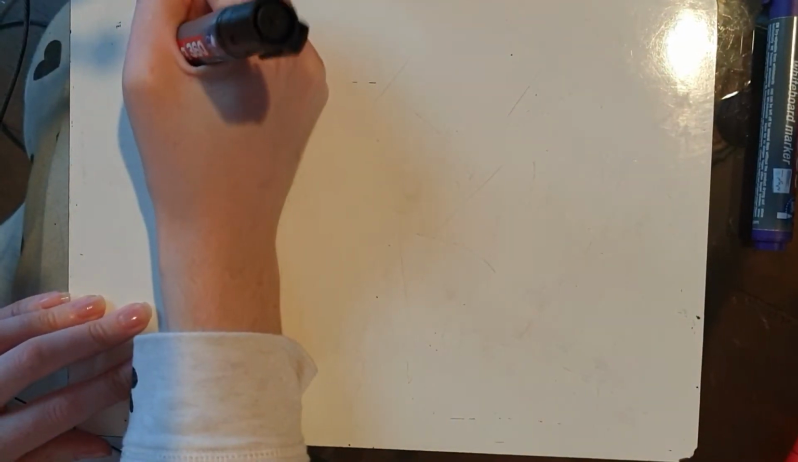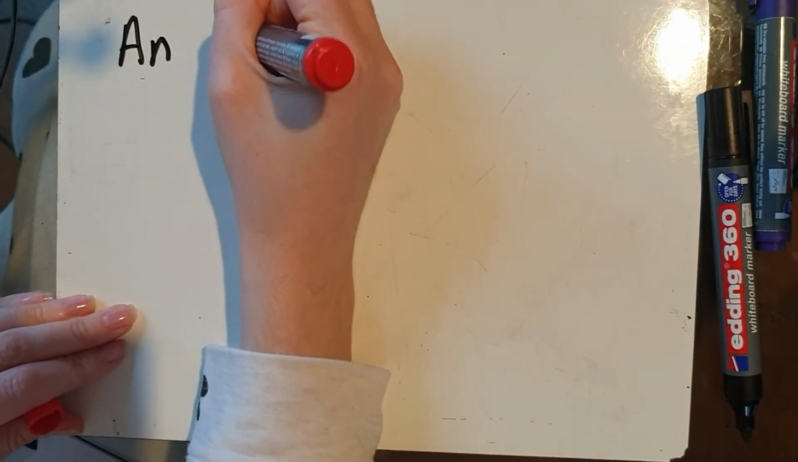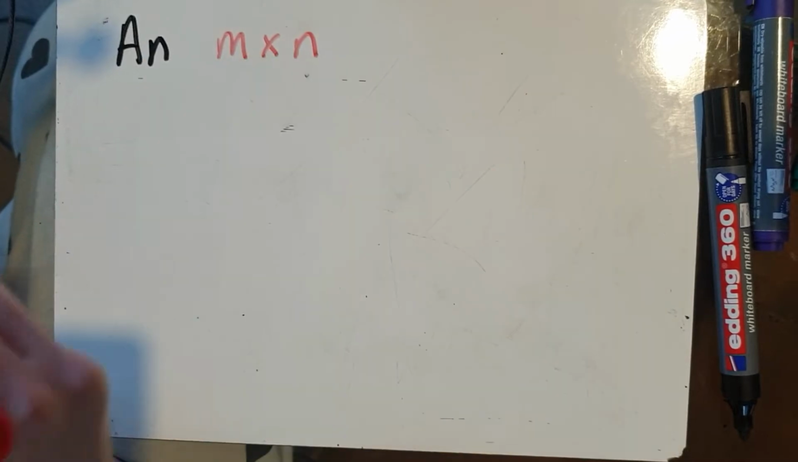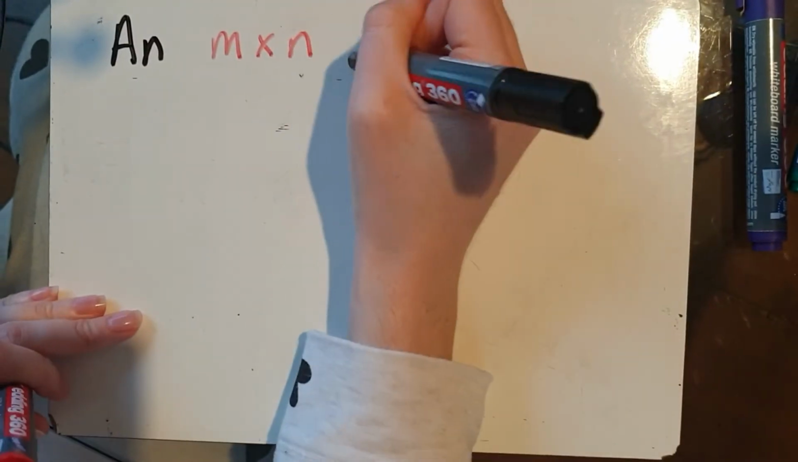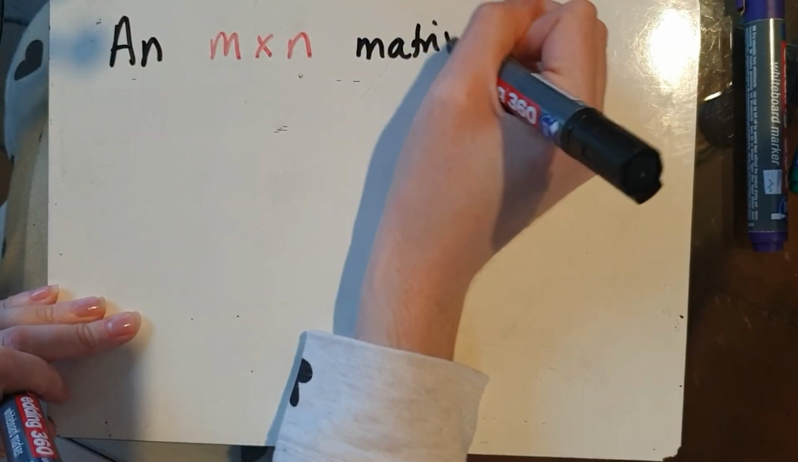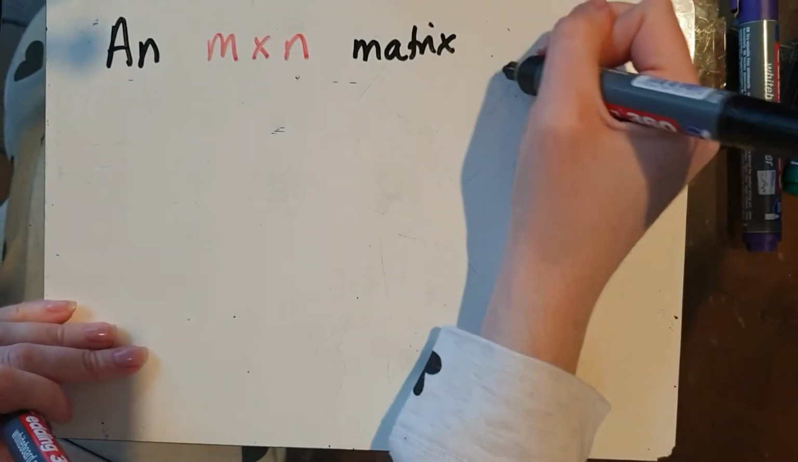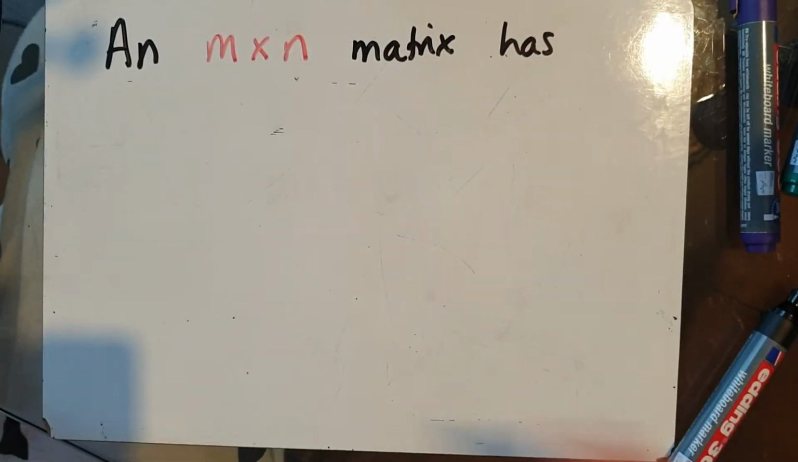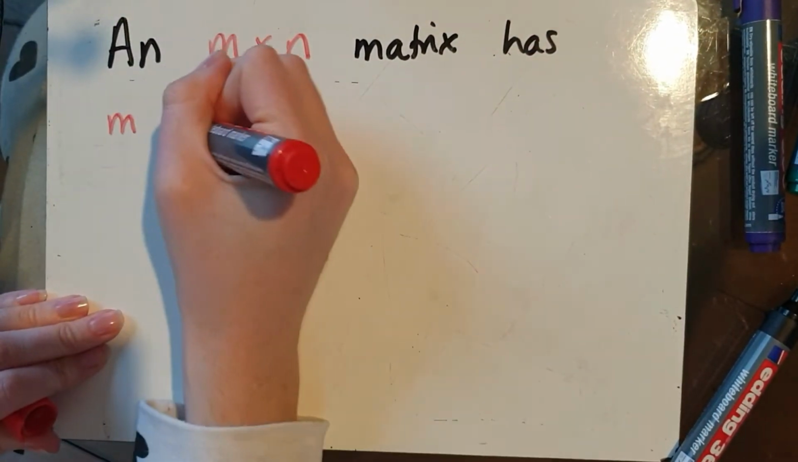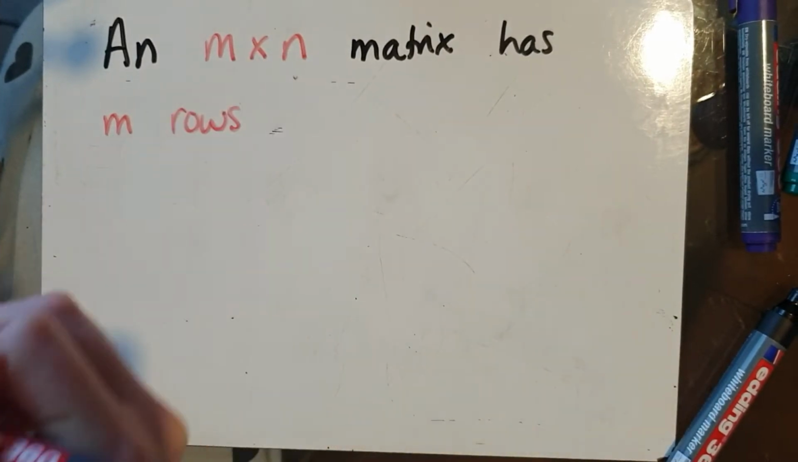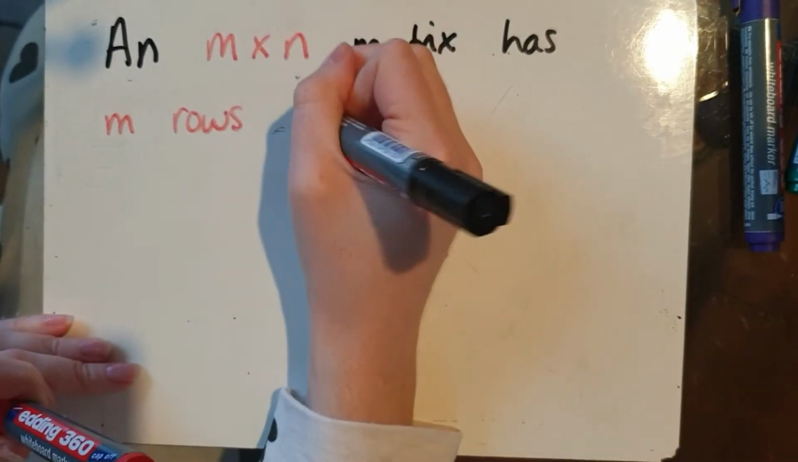An important part of a matrix is its dimension. We say that a matrix is m by n if it has m rows and n columns.